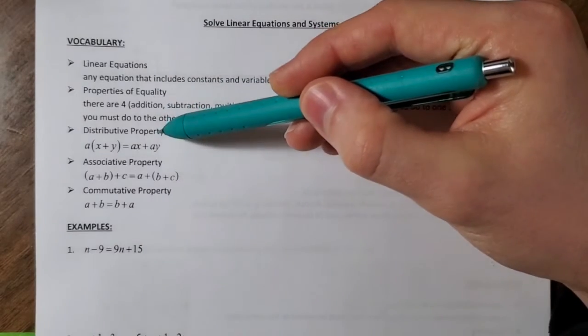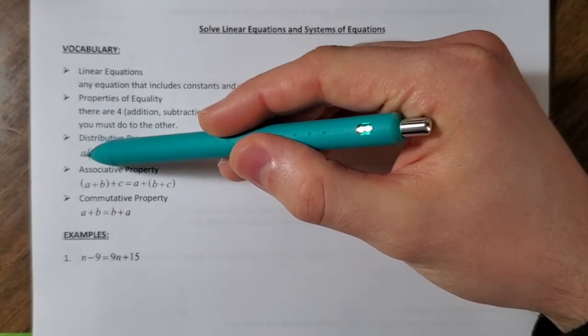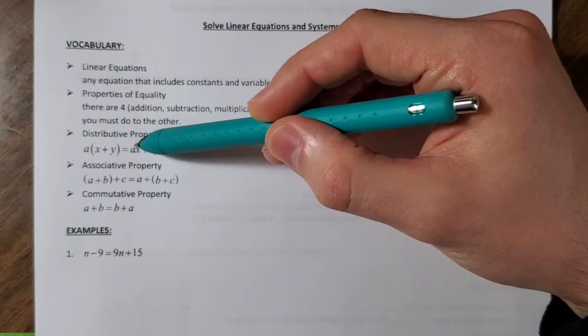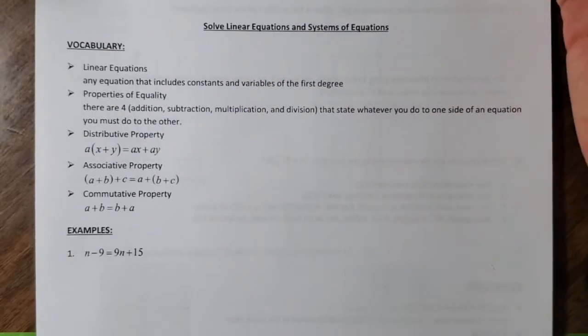Then we have the distributive property. Here we have a times the quantity x plus y. The distributive property just says that a gets distributed to our x and y terms individually.